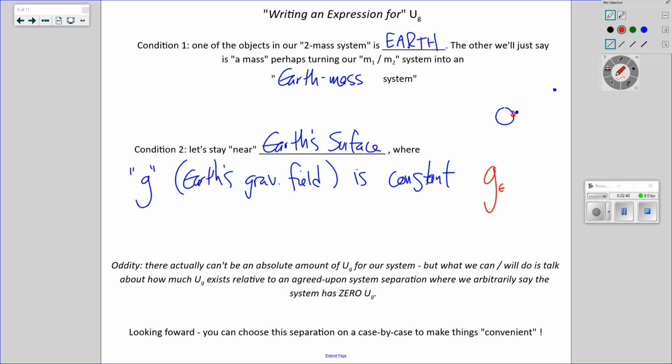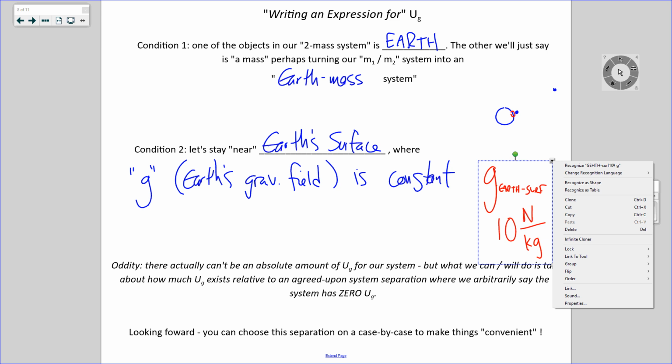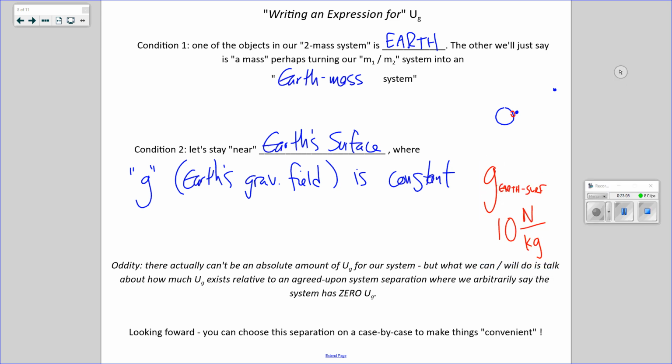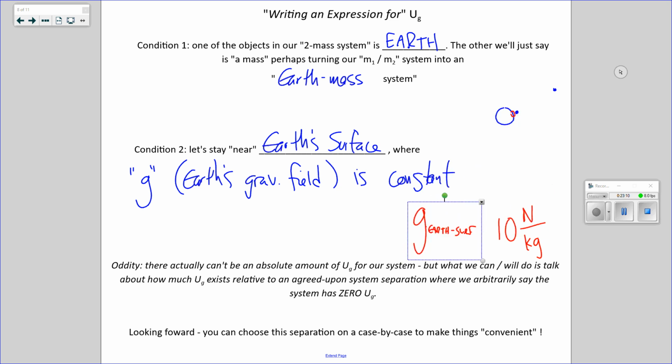And for us, g at Earth's surface has this general strength. Not general, but approximate, I should say. It's about that strong. And we'll talk more about what that means.